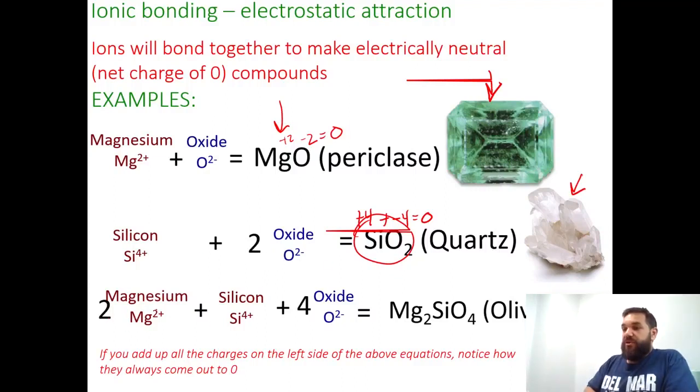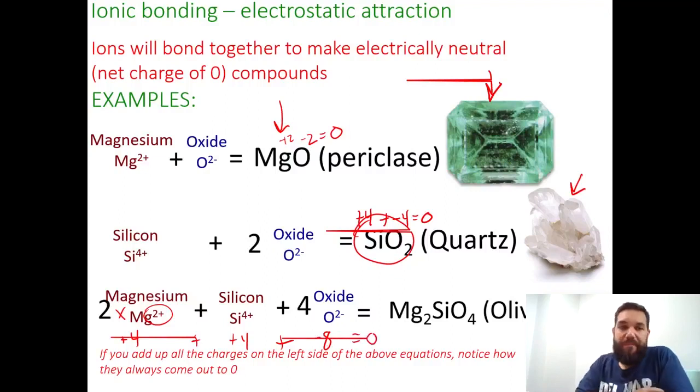Magnesium has a 2 charge, and there's 2 of them. Okay, 2 times 2 is 4, so that's a +4. Plus 1 silicon, right? That's another +4. Plus 4 oxides, -2 each. That's a total of -8. 4 plus 4 plus -8 equals 0.